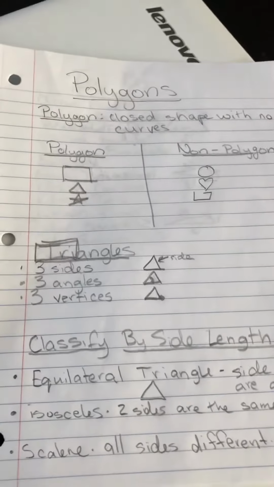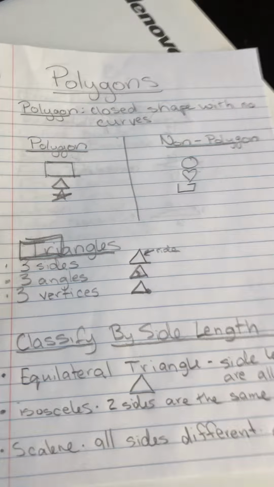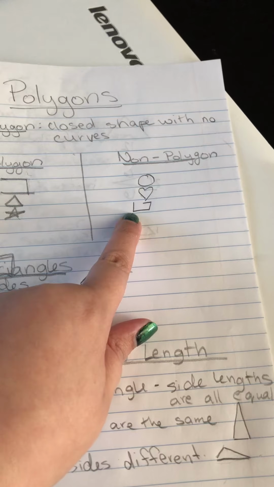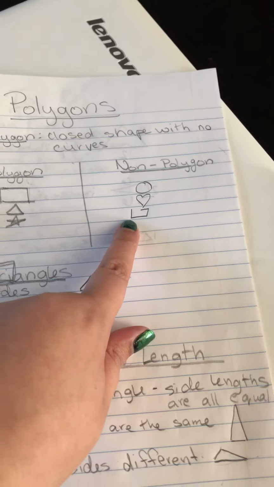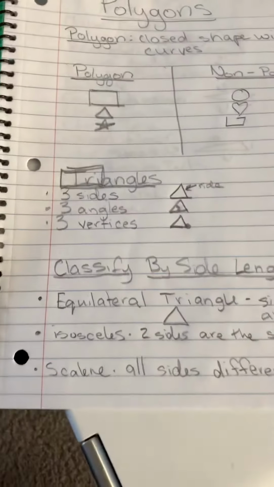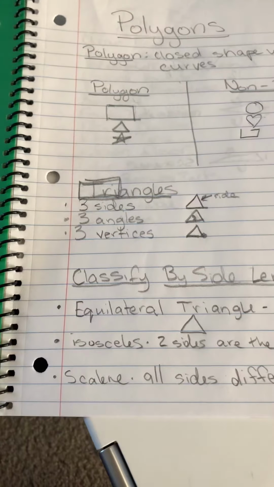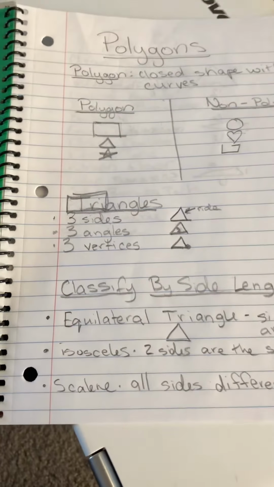We looked first at polygons. Remember, the key with a polygon is it has to have a closed shape. This is not a polygon because it's open. The sides don't meet. We looked at triangles. The key word with triangle is tri. It has 3 sides, 3 angles, and 3 vertices.